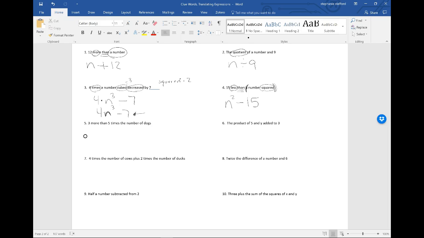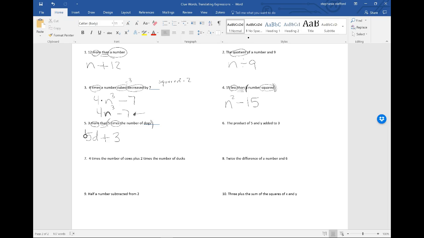Okay, 5. So it says 3 more than 5 times the number of dogs. So we got more, a turnaround word, and times. So 3 more than, well, that means I'm going to add, but that means the 3 comes second. This 5 times the number of dogs, so 5d comes first.